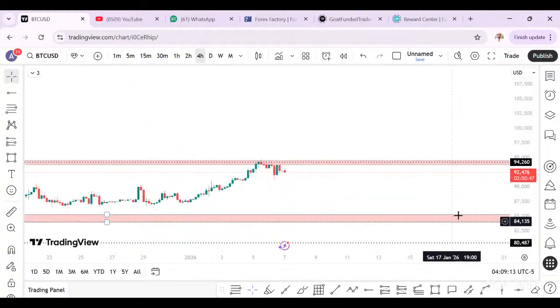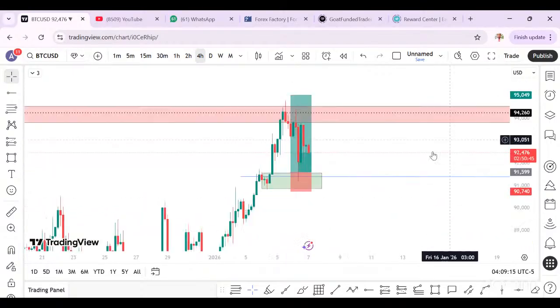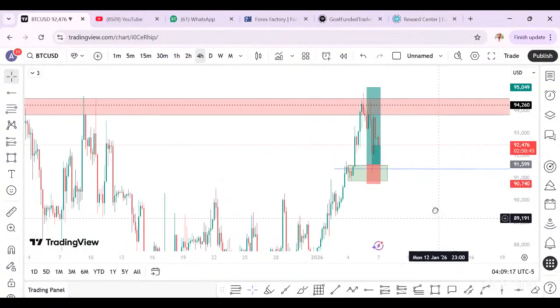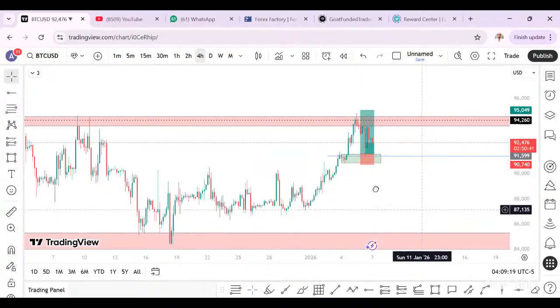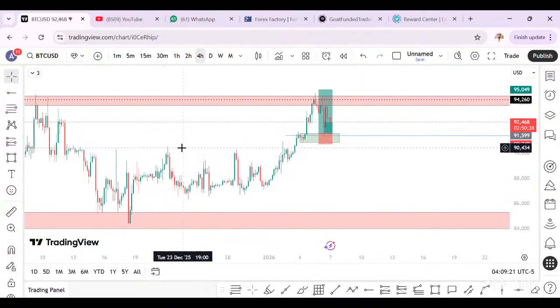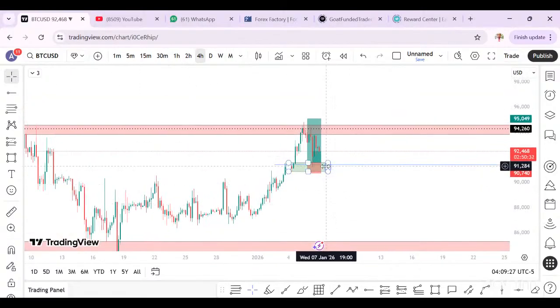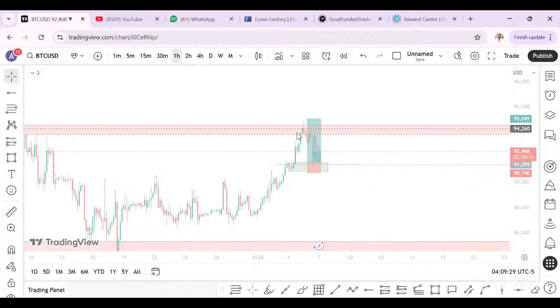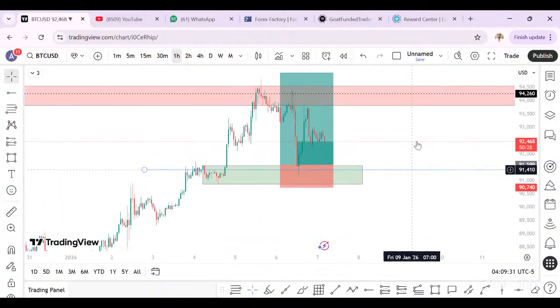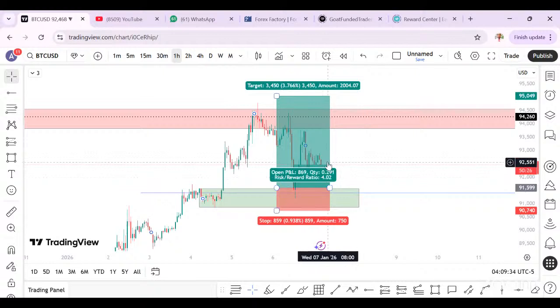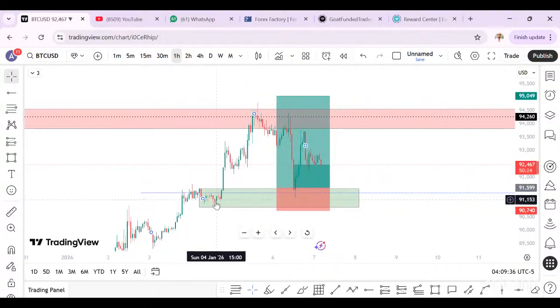So going to 4 hours. Now on 4 hours, we have some displacement, right? Everything here, I can't do anything, there's no break of structure. Everything's just ranging. But why did I buy here yesterday? Why did I just set a pending order? Because of this place.